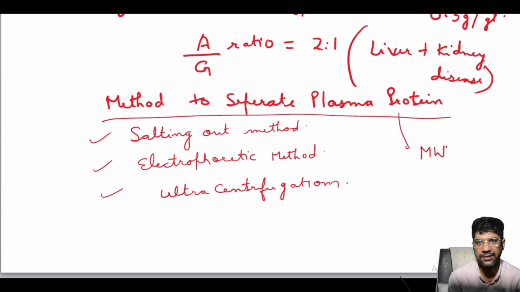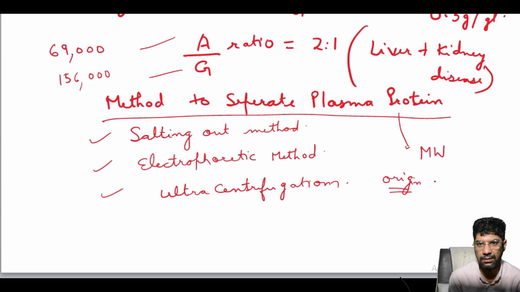Now the properties of plasma protein. The molecular weight: remember, albumin has a weight of 69,000 and globulin is 15 lakh 6,000. Plasma proteins contribute to the oncotic pressure in the blood, with albumin playing the significant role.